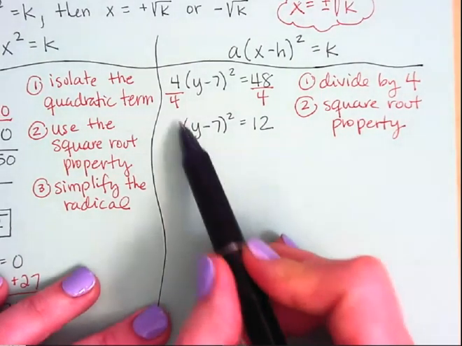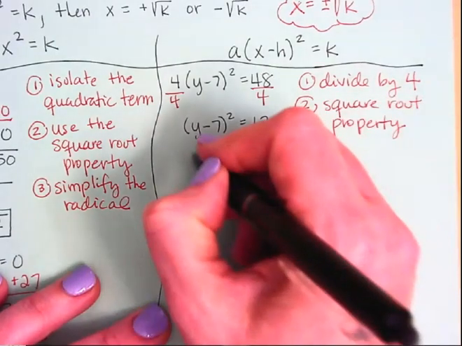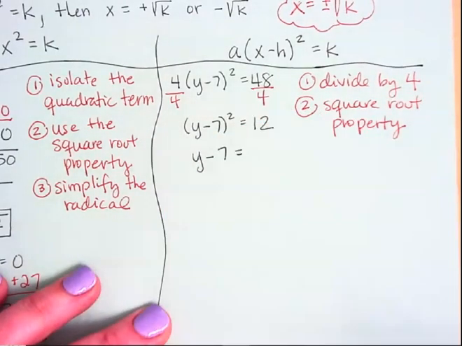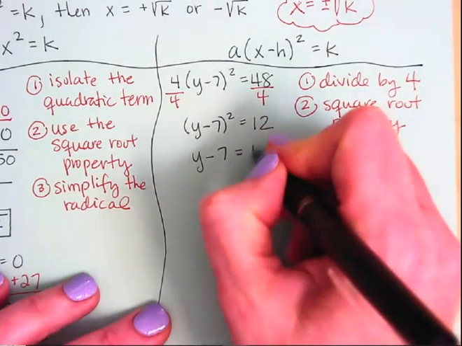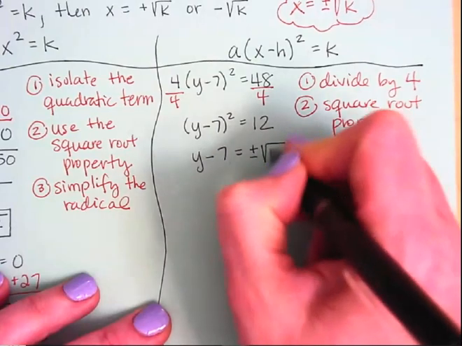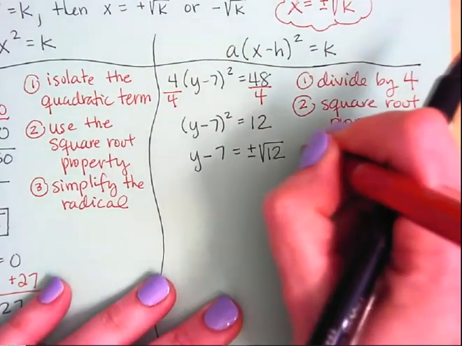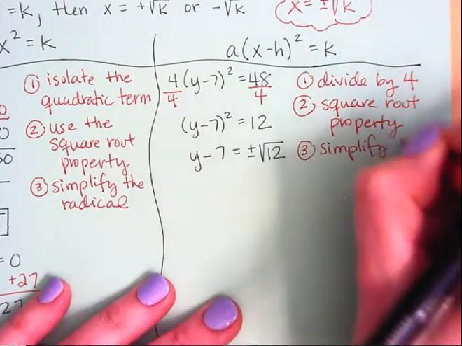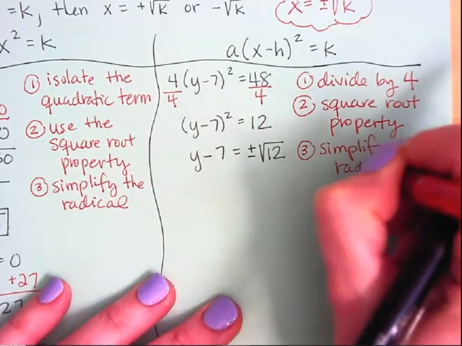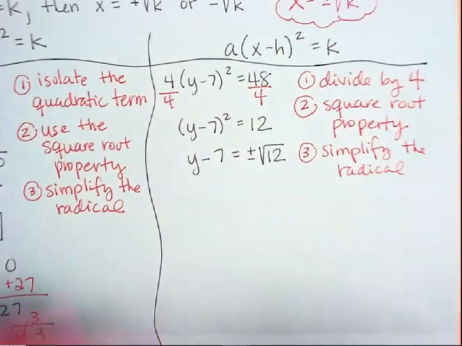So when I square root the left side, it cancels out the squared, leaving me y minus 7. And then on the right, I have plus or minus the square root of 12. And then what I like to do next is simplify the radical. You probably noticed that there's that minus 7 on the left. We're going to take care of that last.